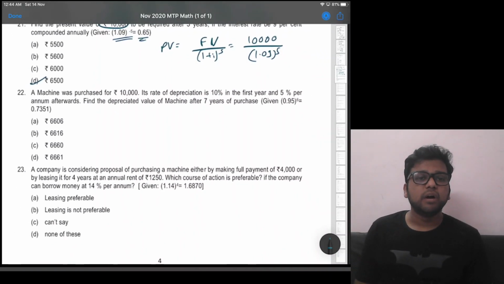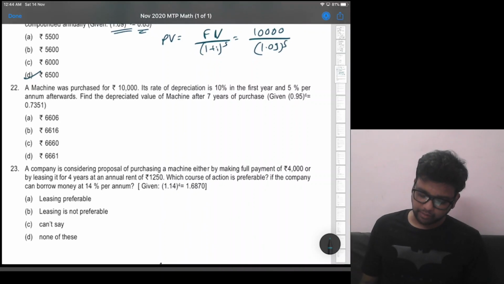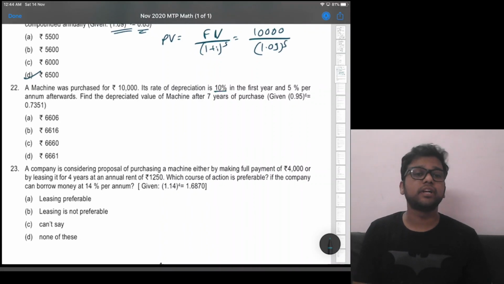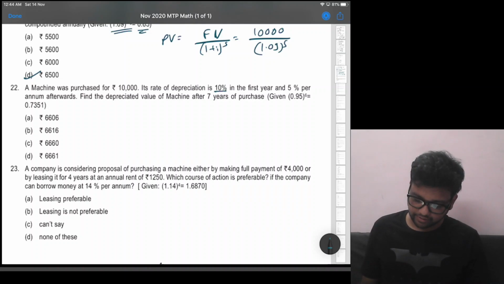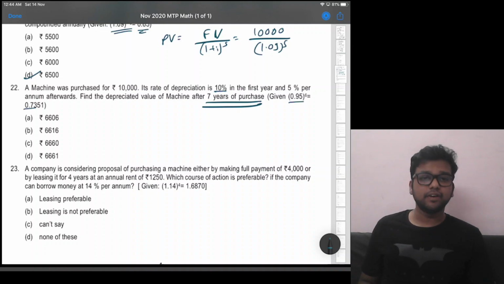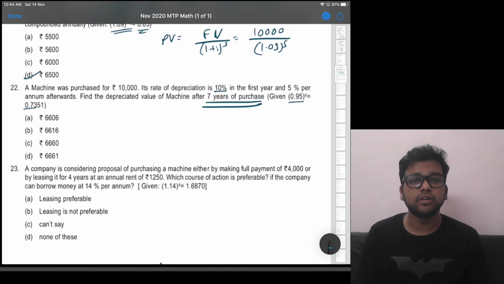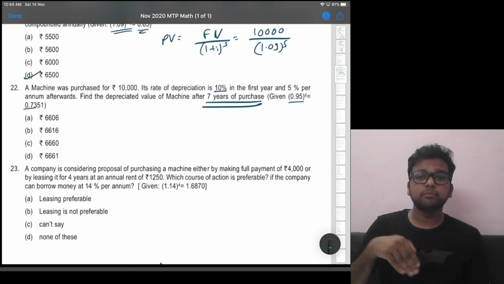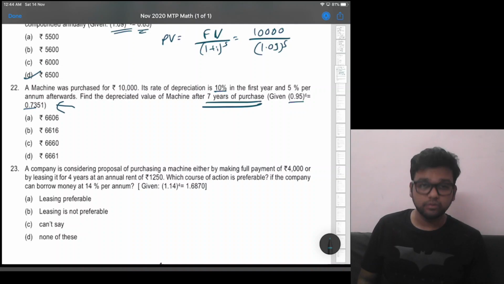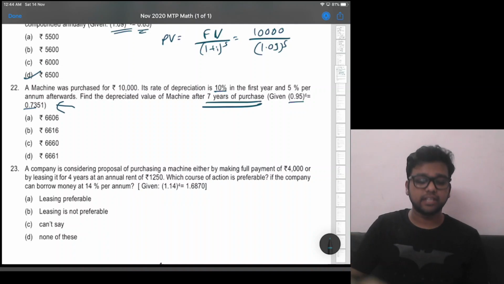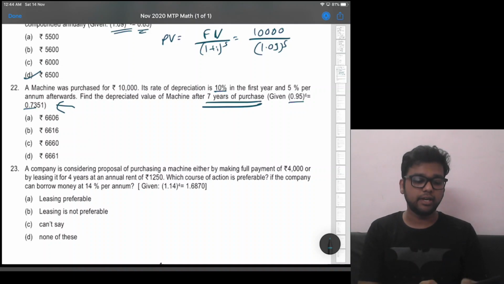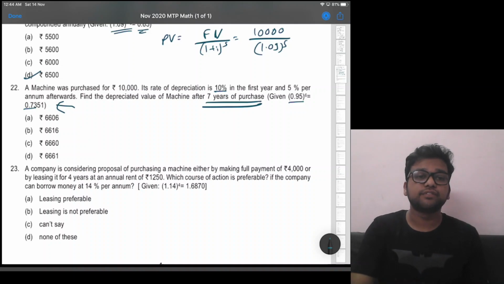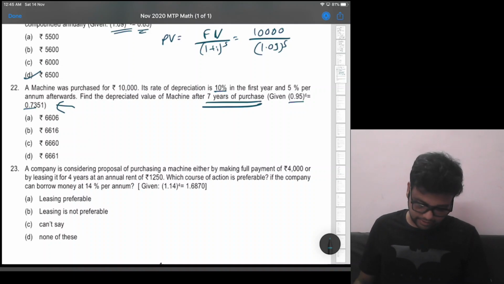Next, depreciation. A machine was purchased for 10,000. Its rate of depreciation is 10% in the first year and 5% per annum afterwards. Find the depreciated value after 7 years of purchase. Okay. They have given this value, or we can do it on calculator also. Take cost 10,000, 10% in first year, so minus 10%, and then 5% per annum afterwards. So either multiply by this value or keep deducting 5% 6 times. So minus 5% second year, minus 5% third year, minus 5% fourth year, minus 5% fifth year, and minus 5% sixth year, which gives us 6964.